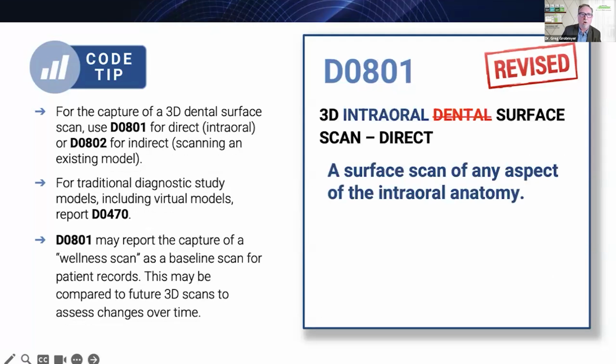D0801. Okay, D0801 is the scanner code. Now the vast majority of the time, if you're taking a scan in order to create a prosthesis, that's just like taking an impression. You'd be taking an alginate, you'd be taking a PVS. You're not going to be necessarily reporting that separately, particularly with a fee on it.